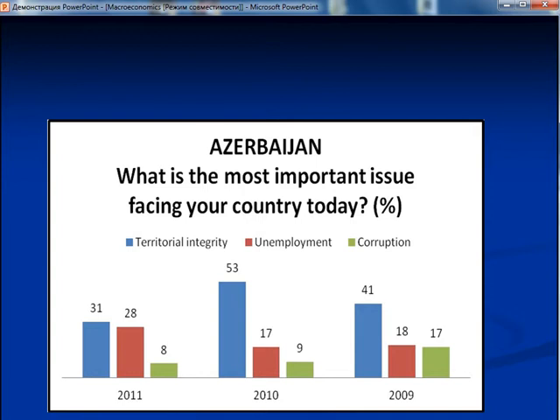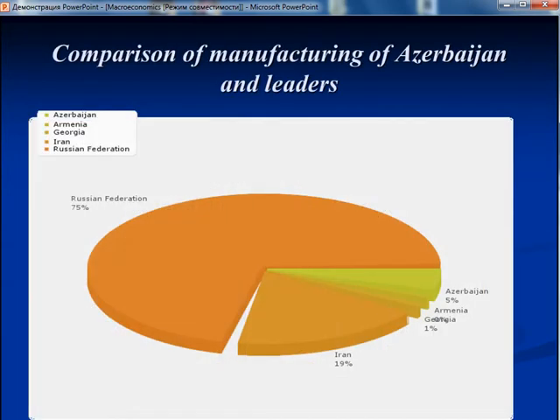Here we can see the diagram showing the most important issue facing our country today. As we can see, our important issue is the territorial integrity. We know that there is an old conflict facing Azerbaijan since the 1980s. In the second place there is unemployment, and in the first place is corruption. According to the 2011 data, we can see that in the first place is the territorial integrity, then in the second is unemployment, and in the third place is corruption. And we have to do our best to eliminate this problem.